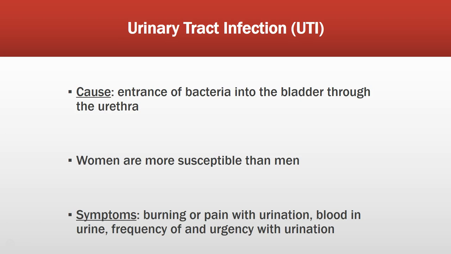If a resident has a UTI, their symptoms could be pain or burning with urination, blood in the urine, and/or increased frequency and urgency to urinate. However, some people do not exhibit symptoms of a UTI. If left untreated, the bacteria could travel up to the kidney, causing even worse, a kidney infection.